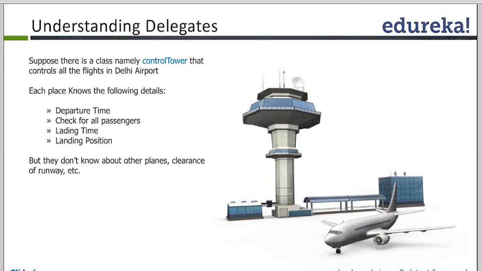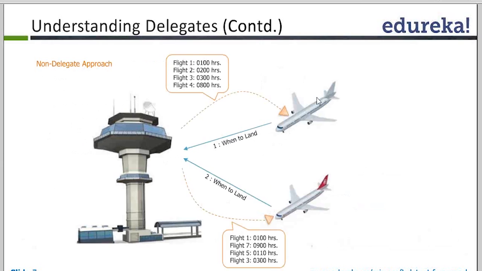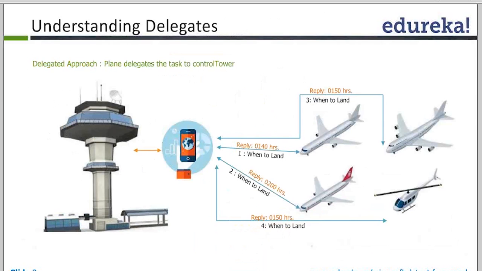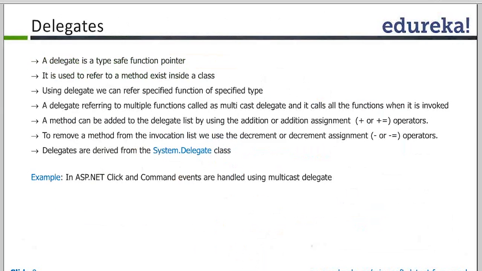Let's check this example once again. In the non-delegate approach, 2-3 individual points are required, whereas a plain delegate has control over them. So we'll see that a delegate is a type safe function pointer in C#.NET. It is used to refer to a method existing inside a class.